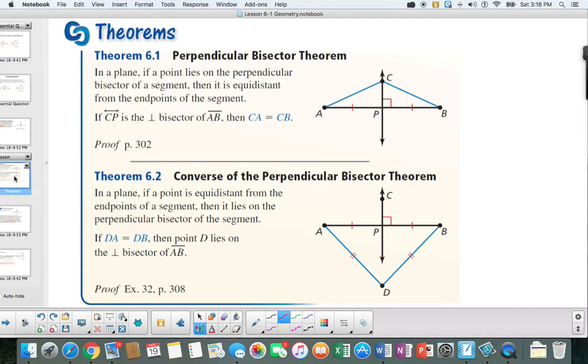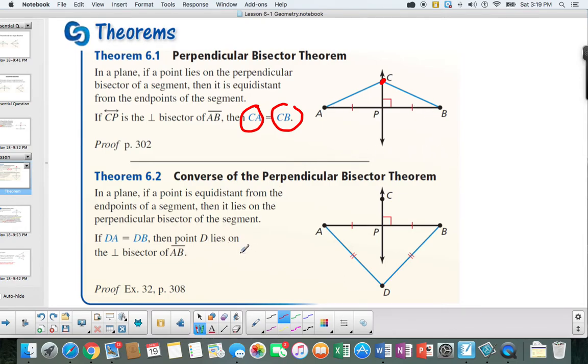Perpendicular bisector theorem: If a point, and in this case it's C, lies on the perpendicular bisector, which it does, here's the perpendicular bisector, I'm making a perpendicular, I have a bisector, then this distance, CA, is the same distance as CB. So it's equidistant to the endpoints of the segment.